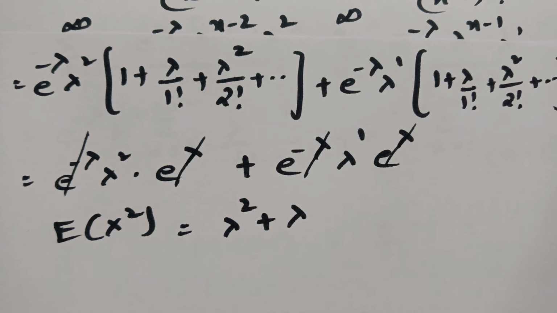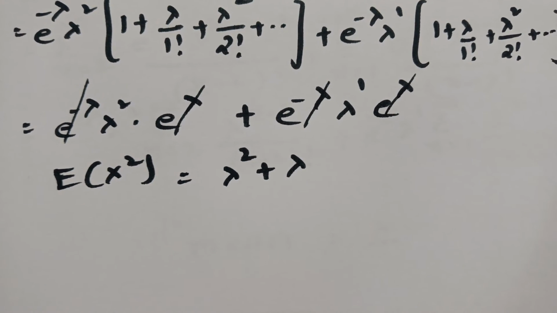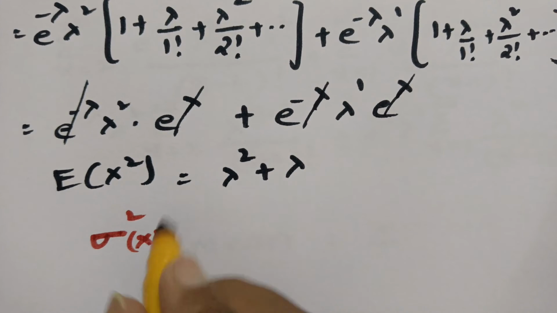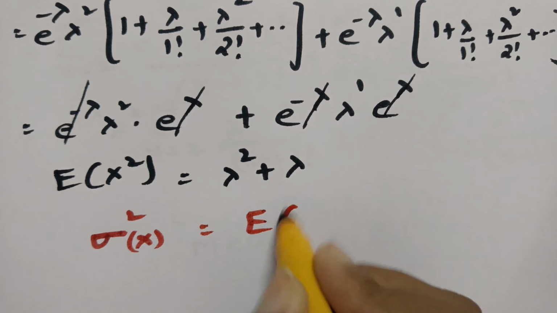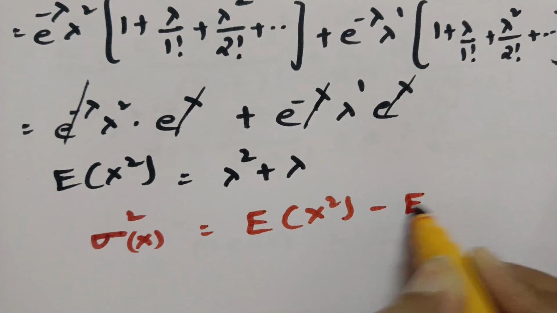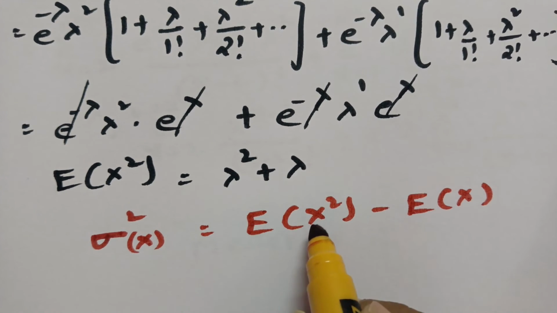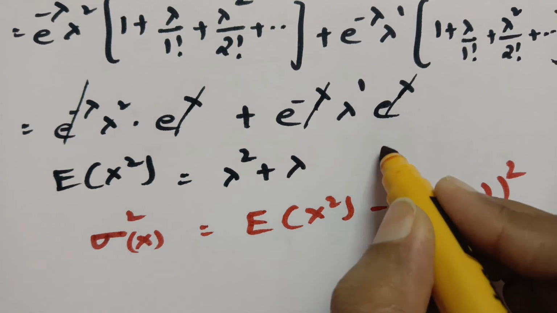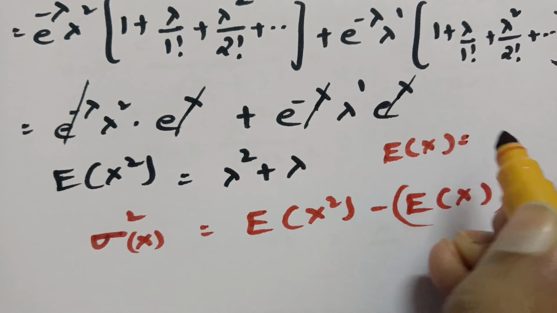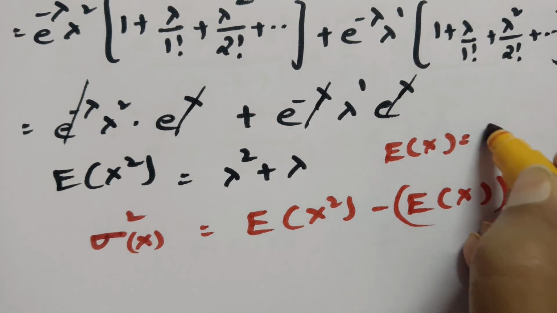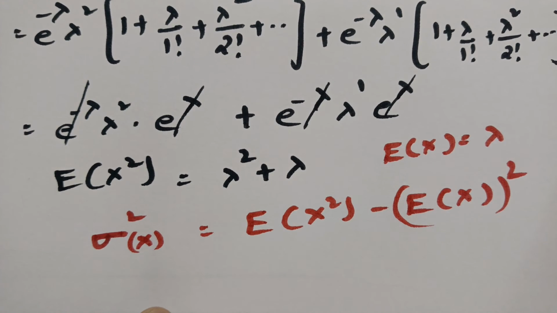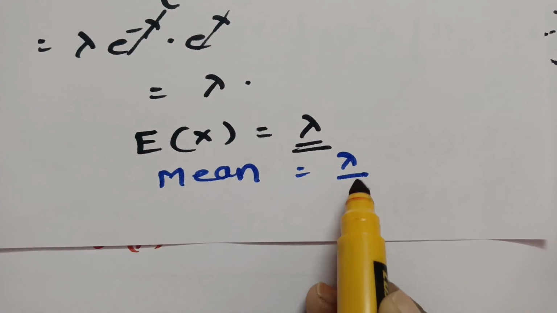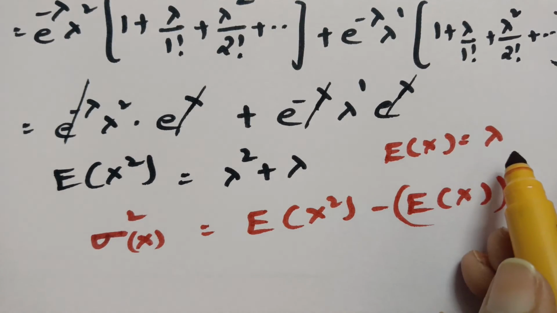So after getting this expected value of x square, what is our variance of the Poisson distribution? The variance is sigma square x, which is nothing but e of x square minus e of x whole square. So e of x is nothing but the mean. So what is the mean value we got? We got the mean value as lambda. See here, I'll show you, the mean we got as lambda, that is e of x equal to lambda.